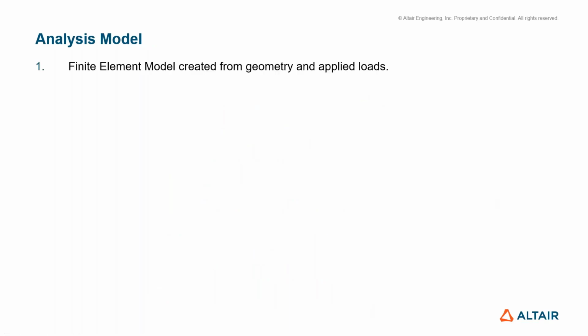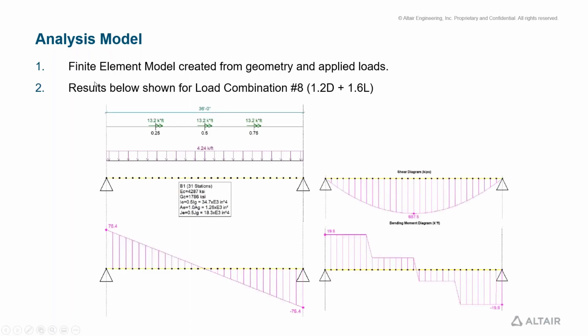Now for our analysis model, we have the finite element model that was created based off the geometry that we defined and the applied loads. I'm just showing an example below from load combination 8, which has 1.2 times the dead load plus 1.6 times the live load. And we can see the shear forces, the moments, and the torsion diagrams.